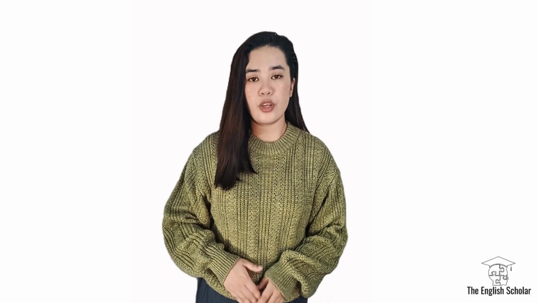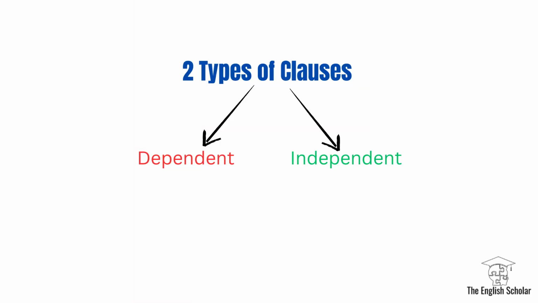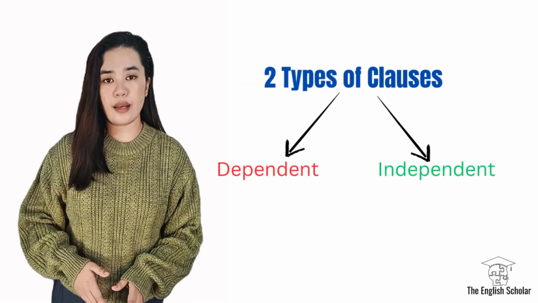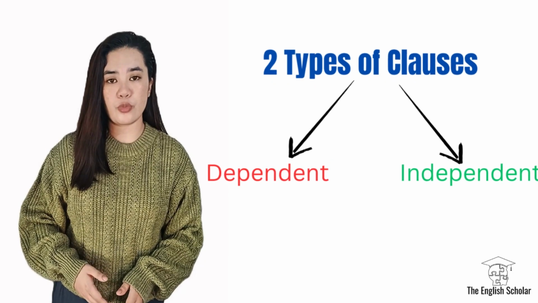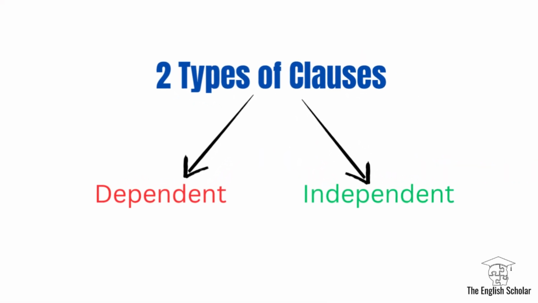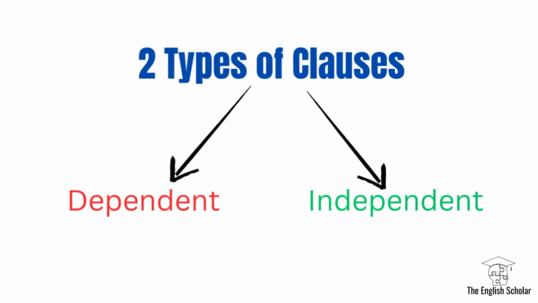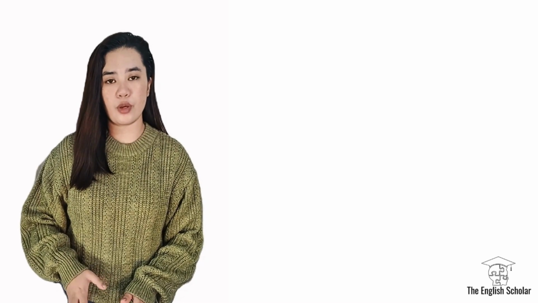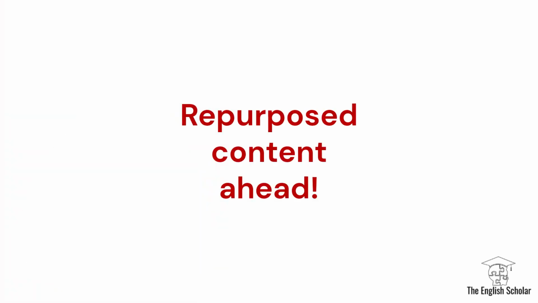When forming sentences, we always use one or both of these. In the previous video, we discussed these two briefly and focused on the dependent clause. In this video, we will further discuss the independent clause, what it is and what it is composed of. Before we begin, please be informed that what follows is a reused part, but it should not affect your learning time. Let's begin.